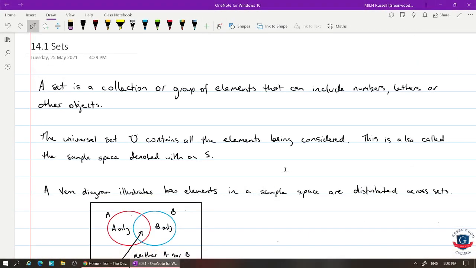Hi everybody, today we're going to have a look at sets. A set's a collection or group of elements that can include numbers, letters or other objects. Typically we call the set of all elements we're going to be considering the universal set, or we can call it a sample space. In the case of the universal set, we'd call it U. In the case of a sample space, we'd usually give it an S.